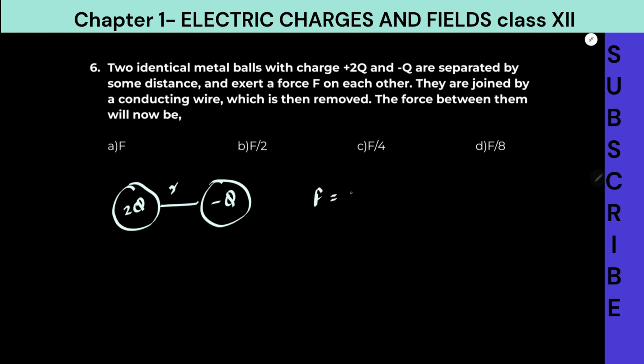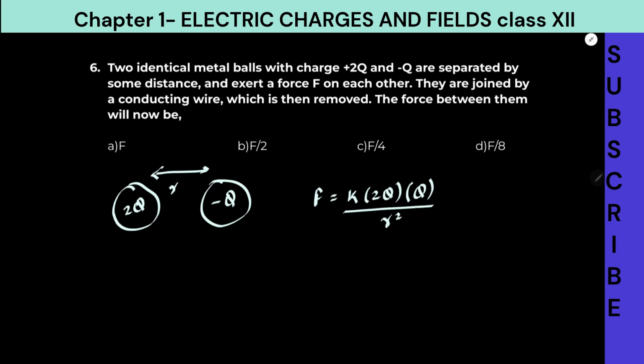So the force acting on them is, let's make it proper, K. What's the charge on the first one? 2q. What's the charge on the second one? Minus q. I am ignoring the negative sign. Why? Because we always take the magnitude in Coulomb's law, upon r square. Great. Now they are joined by a conducting wire, which is then removed. So initially they are not joined. Let me make a rough diagram for the separation. So let's call it this here. This is the distance, so that you don't get confused.